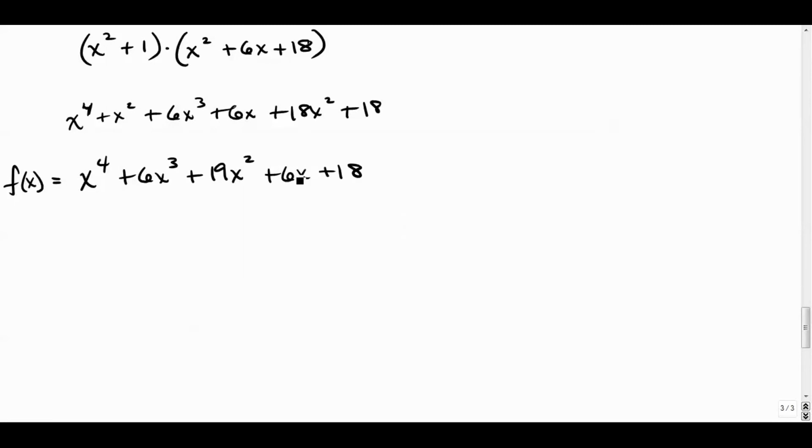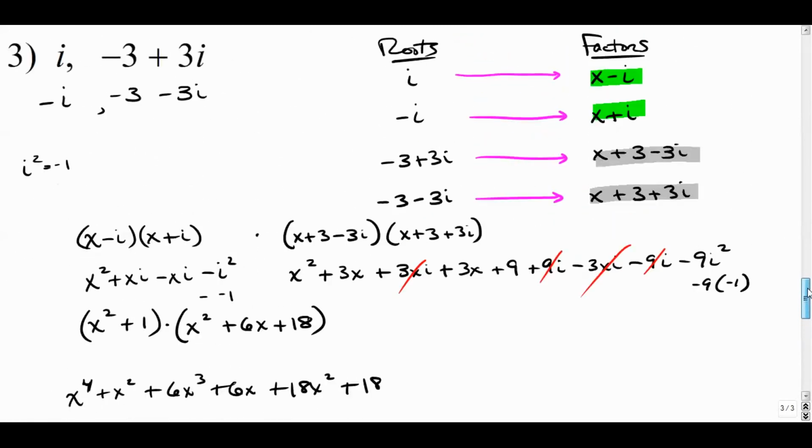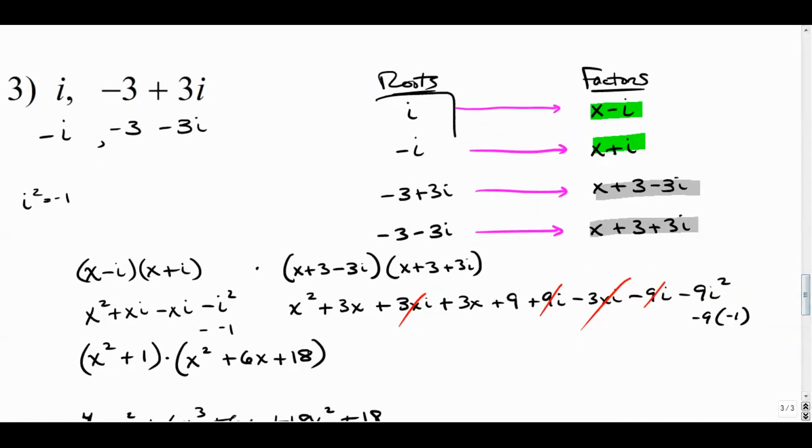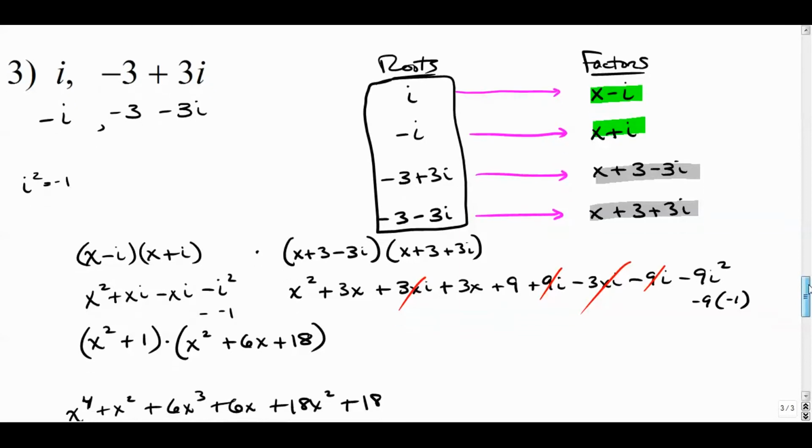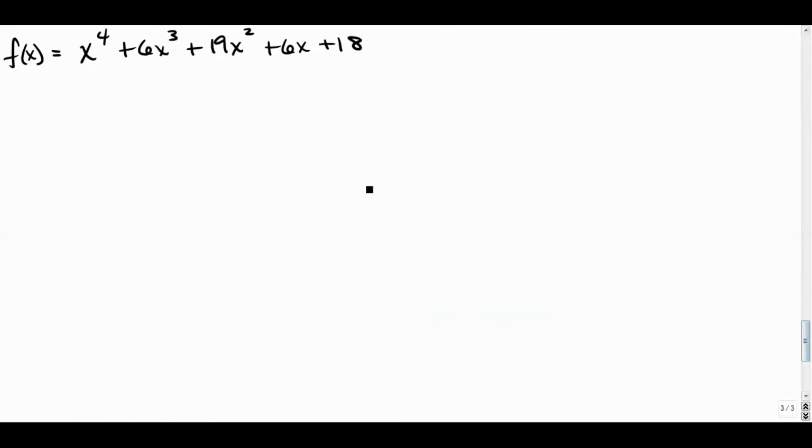So if you were to take any of these roots and plug them back into the original function, you should get 0. Just for fun, let's try to evaluate this function for i. So i to the fourth plus 6i cubed plus 19i squared plus 6i plus 18. This should be 0. Let's see if it is. If it's not, then I did something wrong.